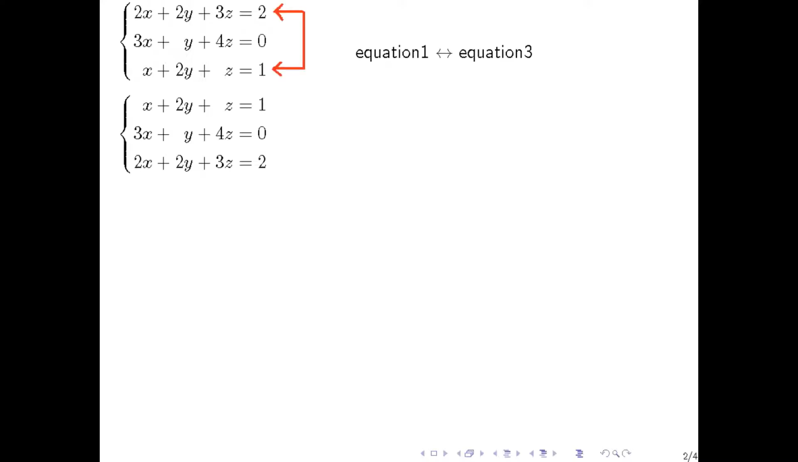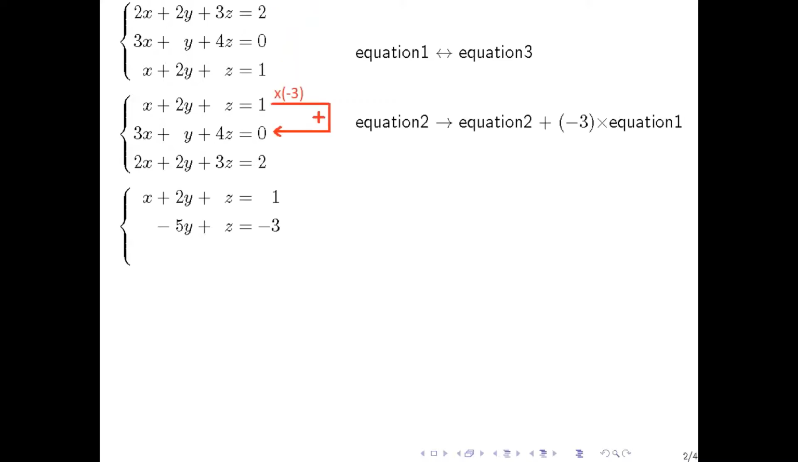Before we do that, let me go ahead and switch equation 1 and equation 3. This is for simplicity purpose. As you can notice, there is only one x on equation 3, so that will help us simplify our computations later on. Now that we have the single x on the top, we are going to use it to eliminate the 3x and the 2x below.